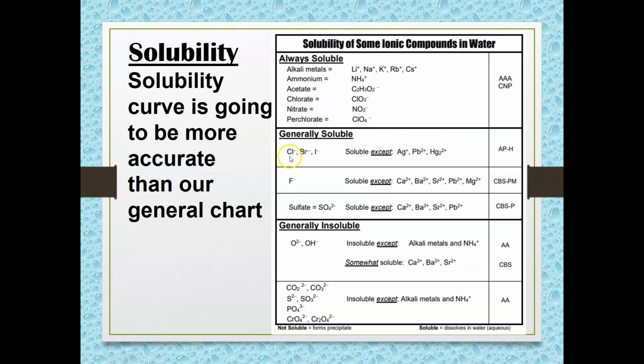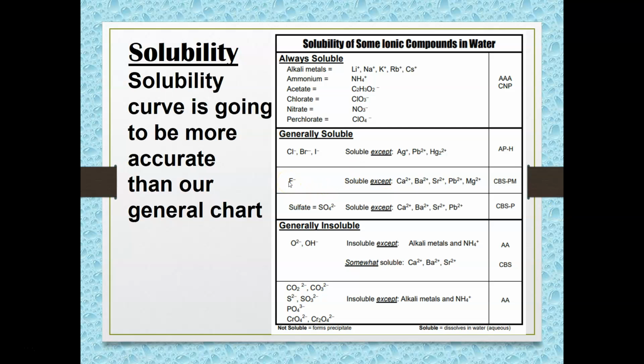So, sodium chloride, soluble. Magnesium chloride, soluble. Calcium bromide, soluble. Silver chloride, nope, it's not going to dissolve. It's insoluble. Lead bromide, not going to dissolve. Lead chloride, not going to dissolve.